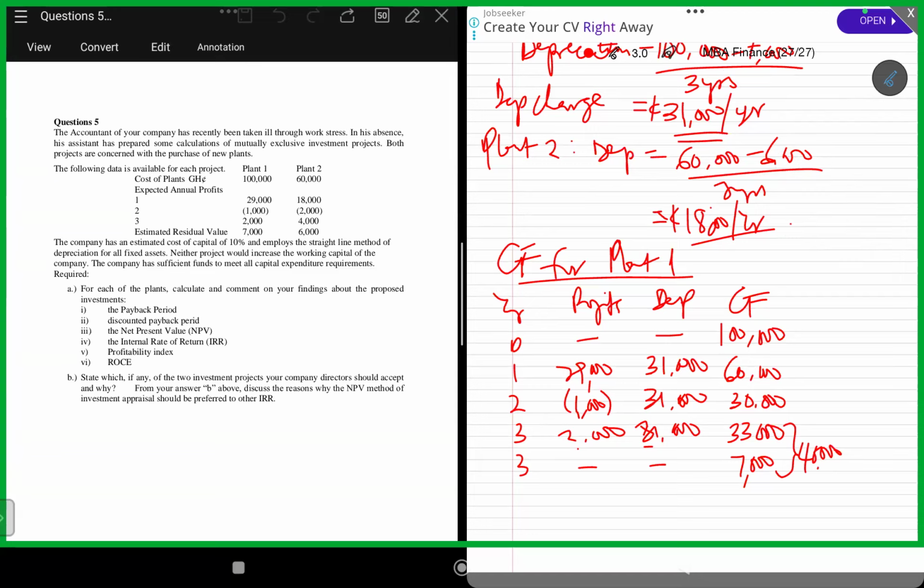Do you understand it? Yeah. So that 7,000 there in the question is not part of the profits because they will earn it after the sale or disposal or parting away with plant one.